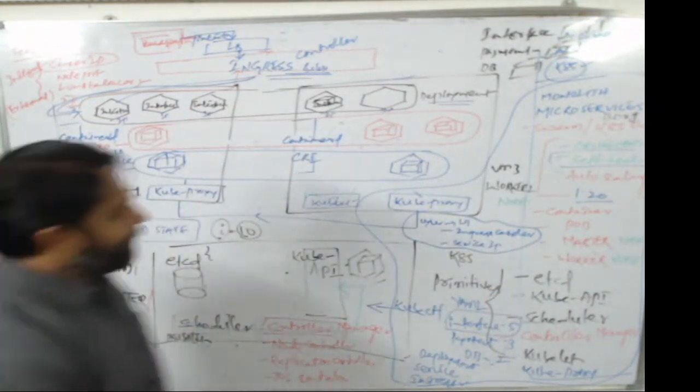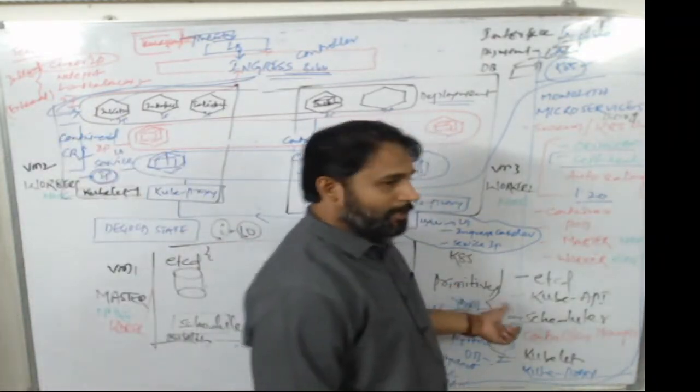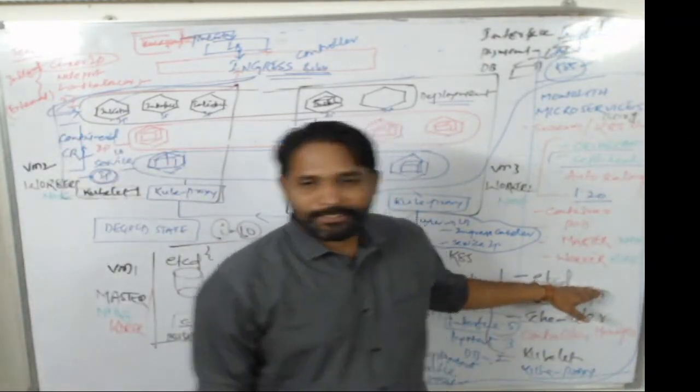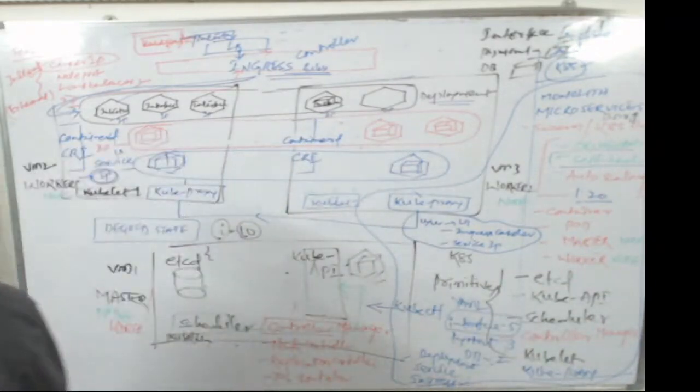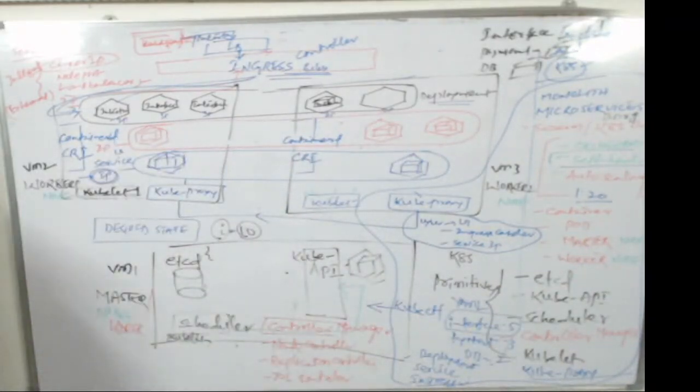Then you have 6 primitives, or the basic components. etcd is a key value store. That's the heart of Kubernetes.